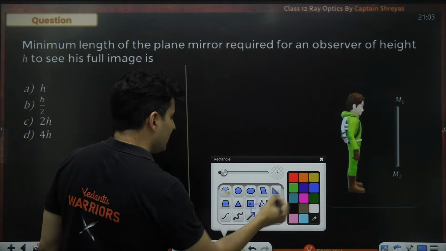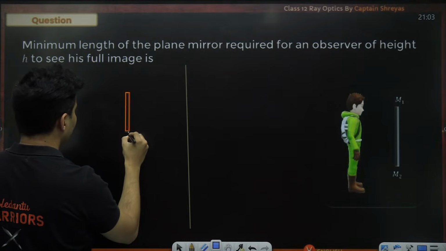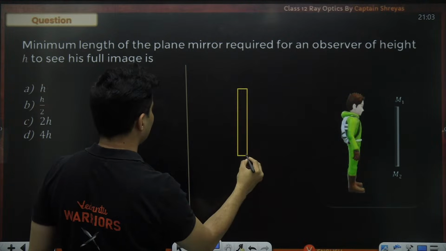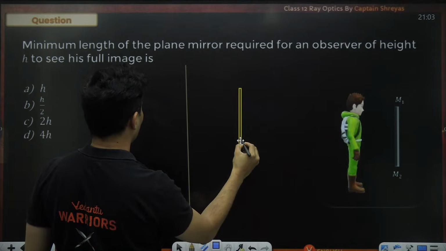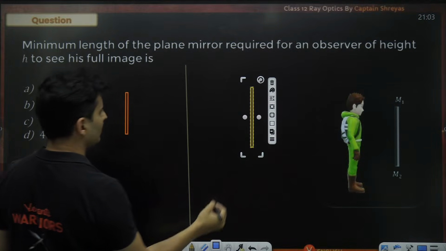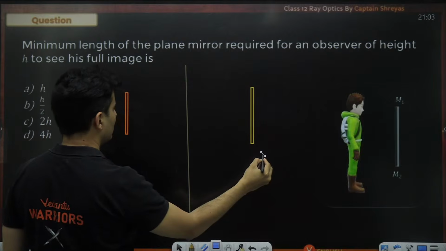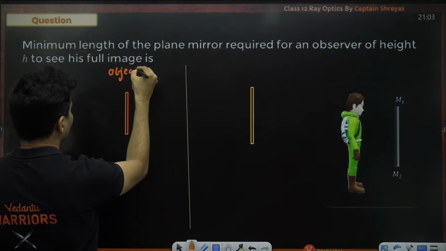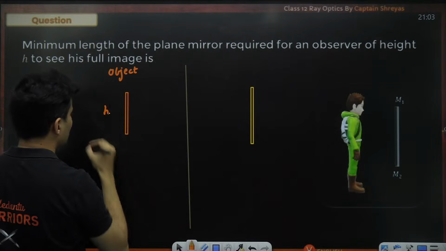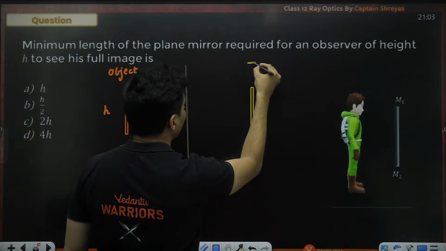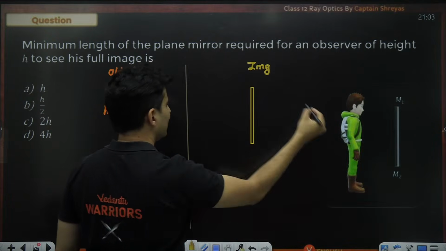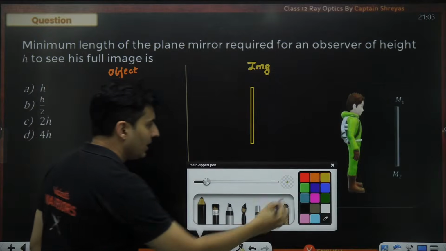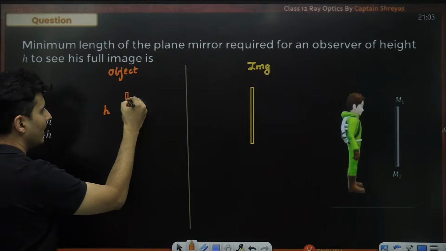Okay, so let's say our Pandu is over here. This is our Pandu. So the virtual Pandu will be over here, exactly at the same distance behind the mirror. Okay, something like this. Hopefully it is of the same size, not just assume it is. So this is my object of height h, and this is my image of the same height h, of course.